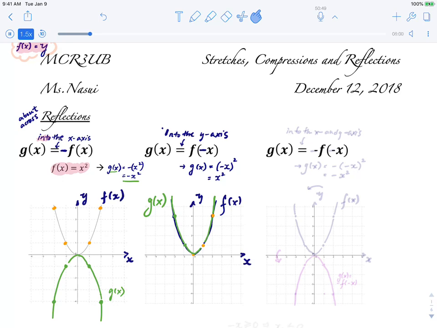Okay, and the last step is this one here. So how many reflections am I doing in the third case here? Two. Okay, and does it matter, do you think, what order I do them in? If I go with the horizontal versus the vertical? No, it doesn't, not in this case, okay? Once we get into other operations, it will, but for multiplication and division, it doesn't matter. So we'll say here into the x-axis and the y-axis.